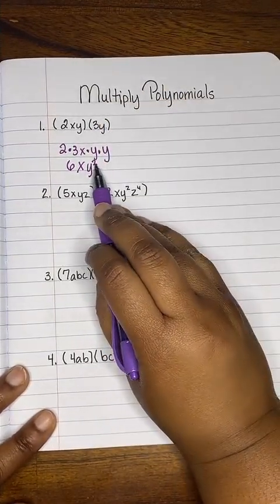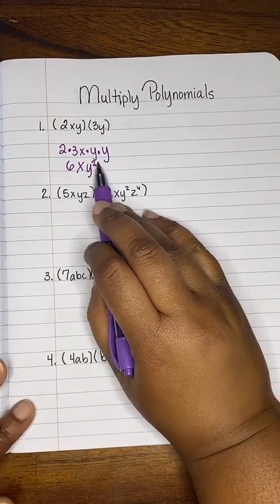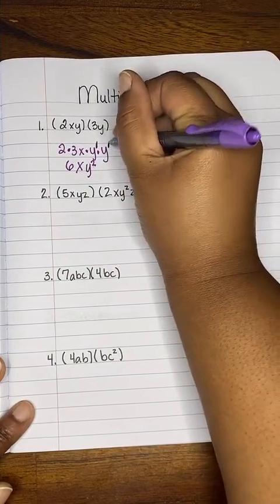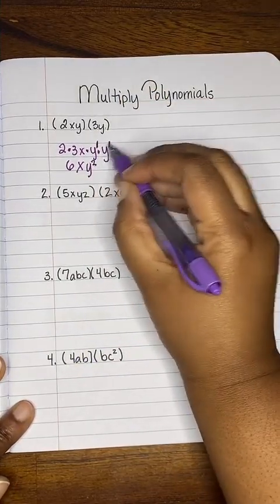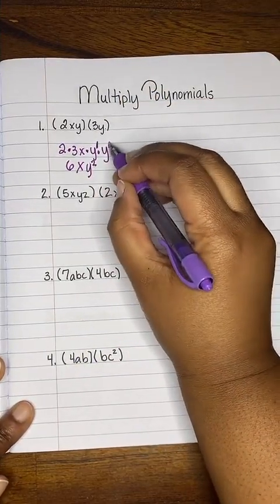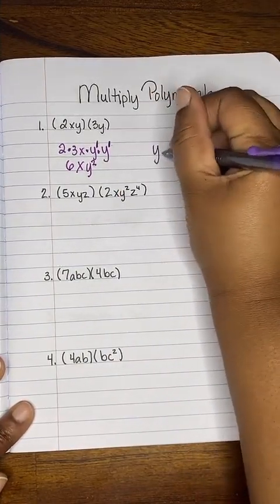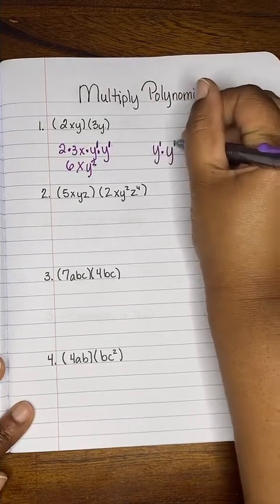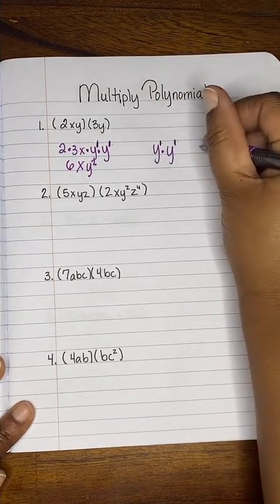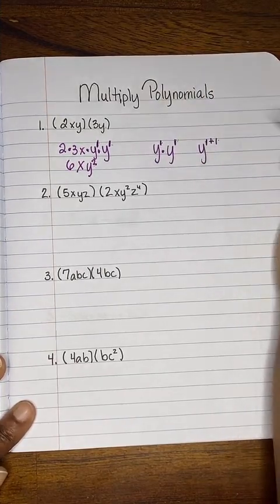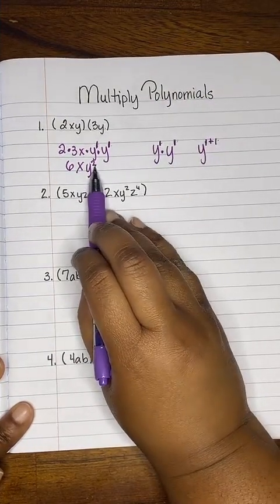Now let me explain to some people that don't know. This is 2 because you have an imaginary 1 on these. These are called exponents. When you don't see them, there's always an imaginary 1. So the exponential rule says whenever you multiply variables, you add their exponents. So it becomes y, 1 plus 1. That's how they got the 2 here.